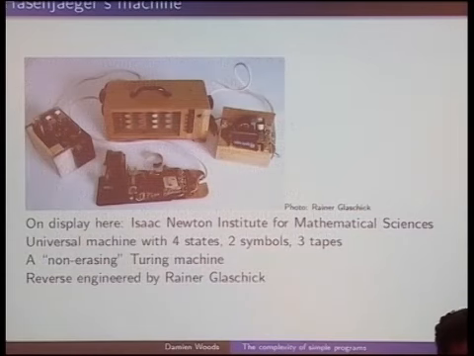So what about Hasenjaeger's machine? This is a machine that's on display here at the Isaac Newton Institute. I'm sure everybody here has seen it. If not, it's in the building just over there. I think Rainer took this photo.